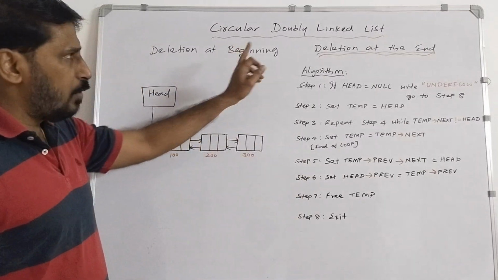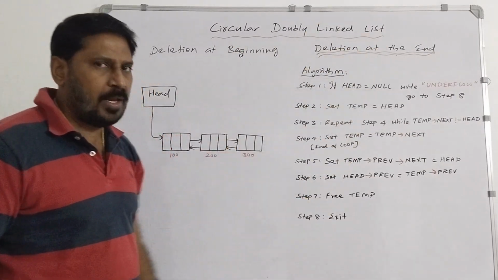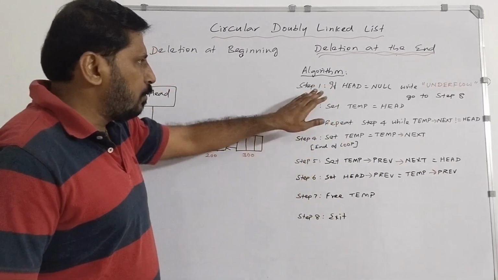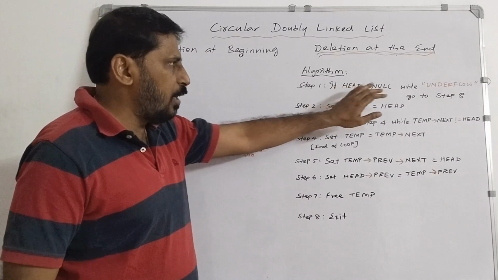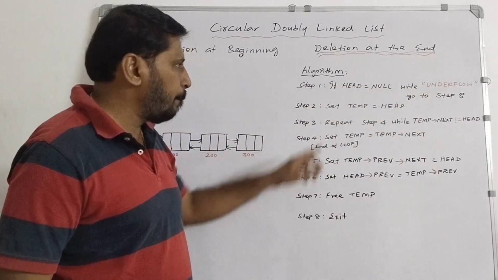Hi, in circular doubly linked list, we are going to see deletion at the end. We are taking this as an example. An algorithm is given. Step 1 is: if head equals null, write underflow, go to step 8.